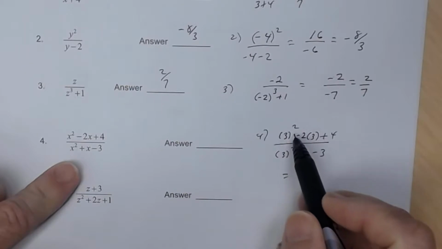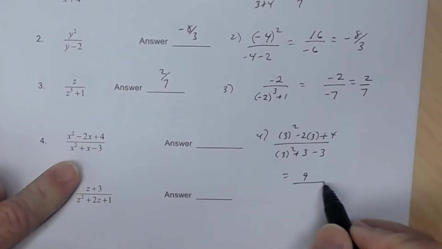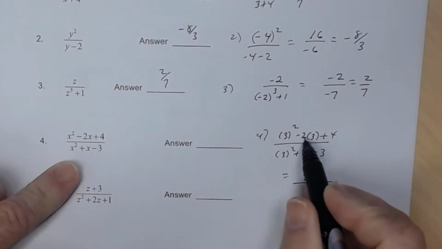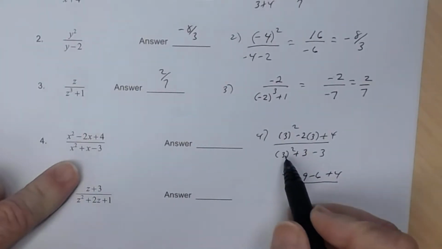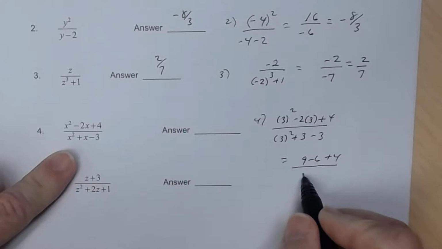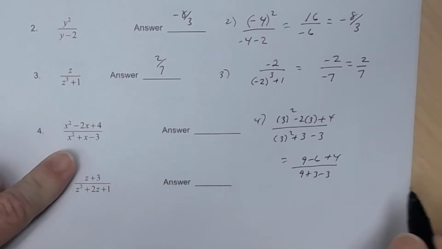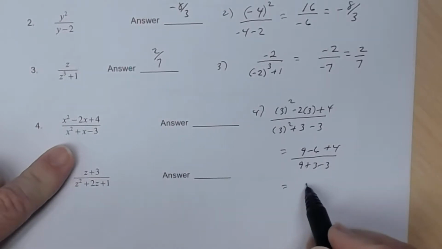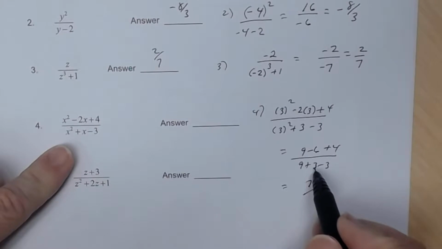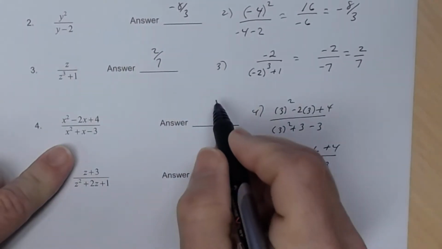So 3 squared is 9. That's the numerator. And then minus 2 times 3 is a -6, and then plus 4. The denominator, 3 squared is 9. So you get 9 plus 3 minus 3. So in the numerator, you get 9 minus 6, which is 3. 3 plus 4 is 7. The denominator, 9 plus 3 is 12. 12 minus 3 is 9. So you get 7/9.